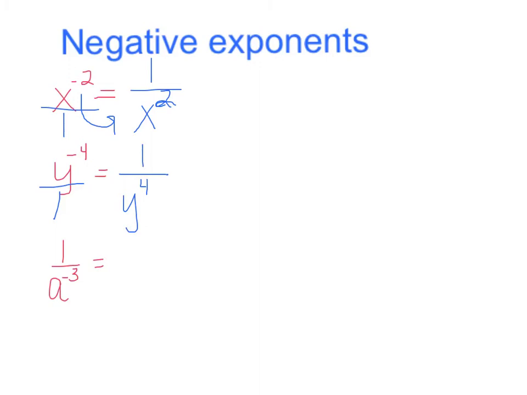Now on this one, I have 1 over a to the negative third. It's already a fraction, so that's good. Now I want to get rid of my negative exponent. It's in my denominator. To get rid of the negative exponent, again, you're just going to move it to the other side of the fraction. It's in the denominator, so I'm going to move it to the numerator, and it becomes a positive 3. All right, over 1, which is just a to the third.